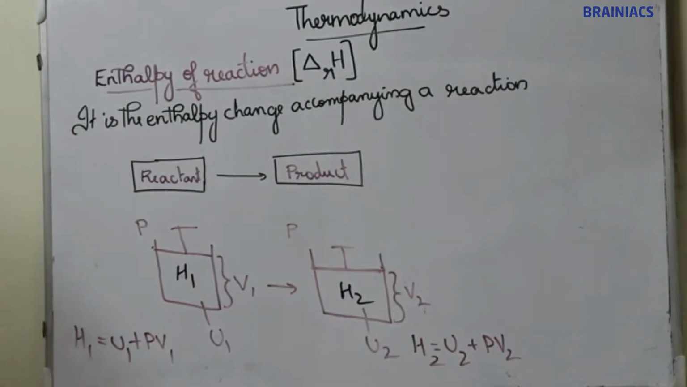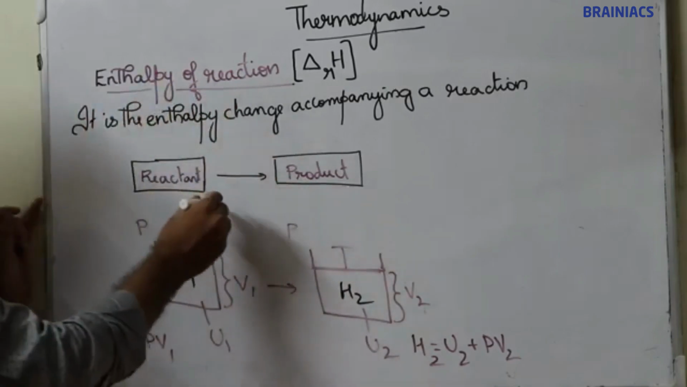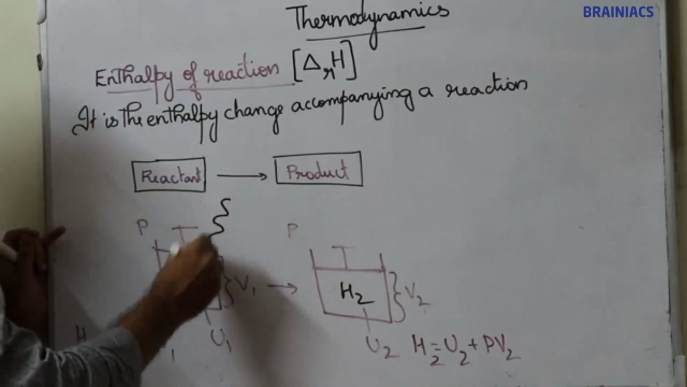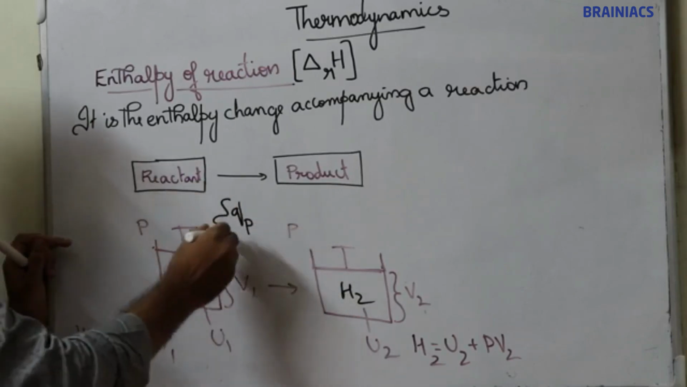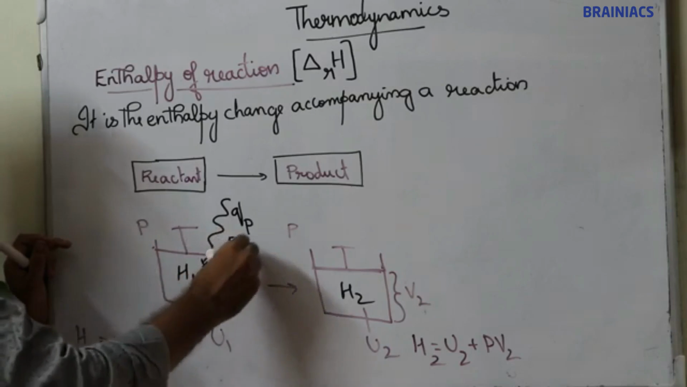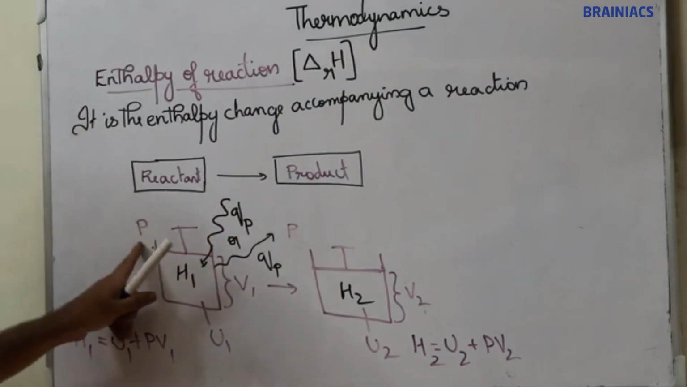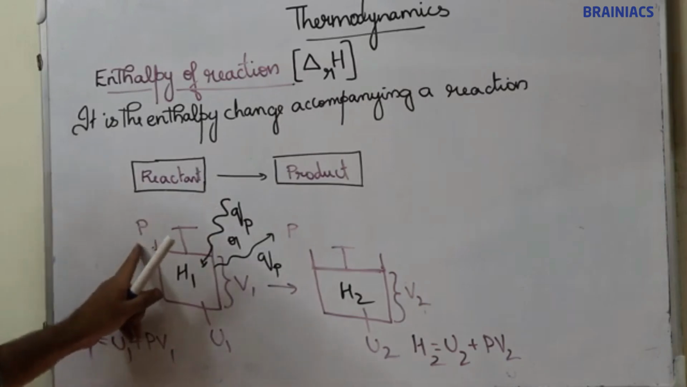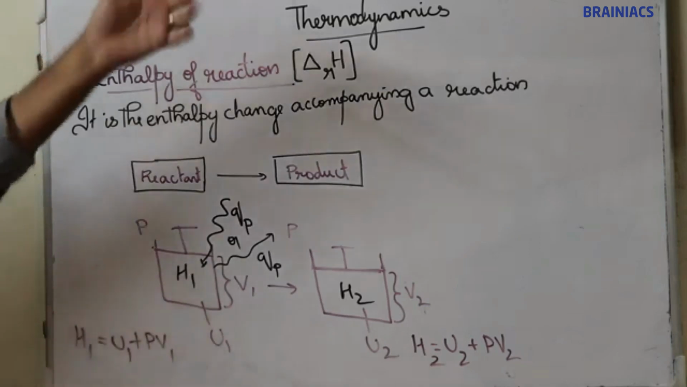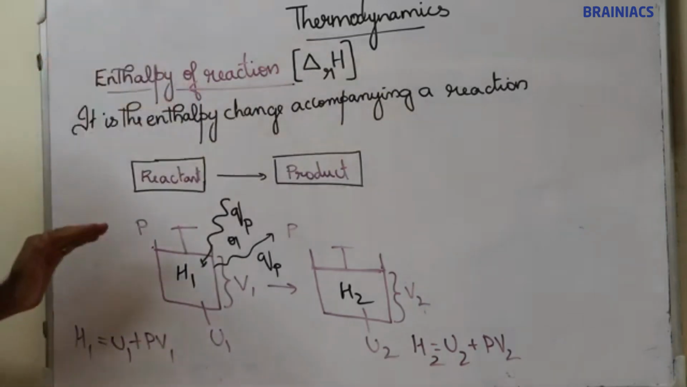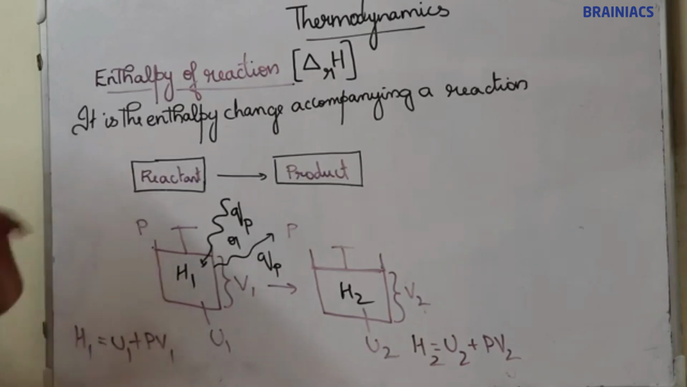So, when a reactant converts to product, it may absorb heat energy at constant pressure, or it may release heat energy at constant pressure, right? Here the pressure is constant. A reaction always proceeds at constant pressure. We discussed this topic when we discussed enthalpies. All reactions in the universe occur at constant pressure.